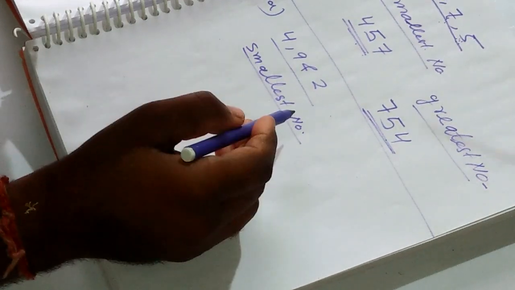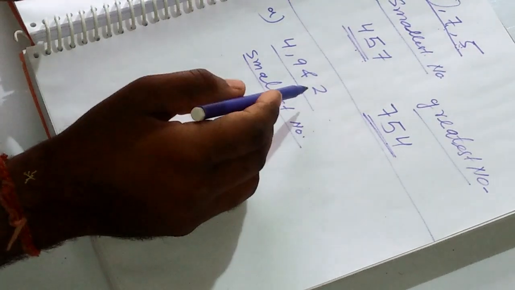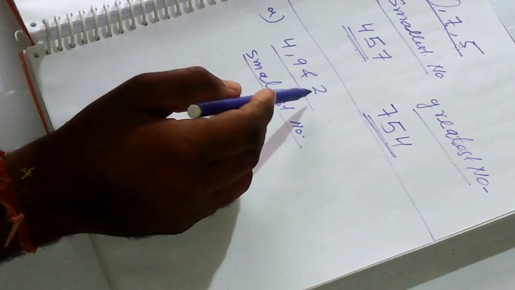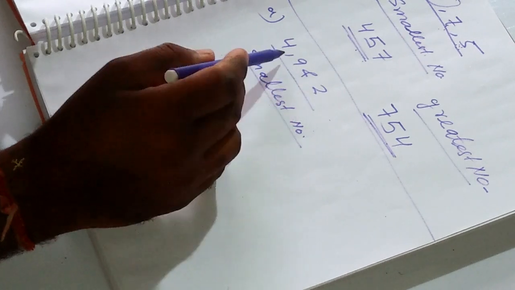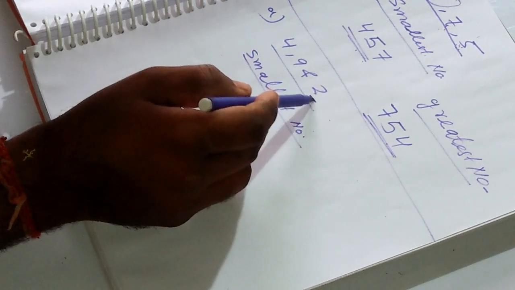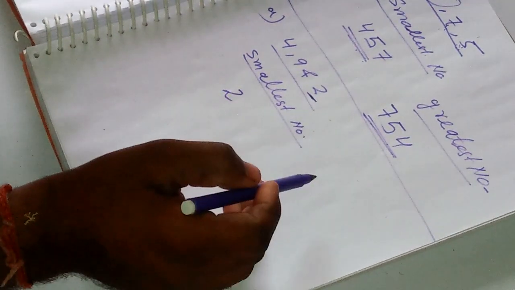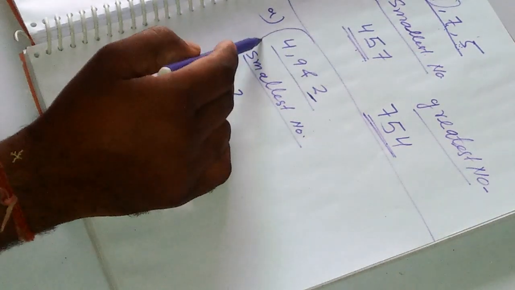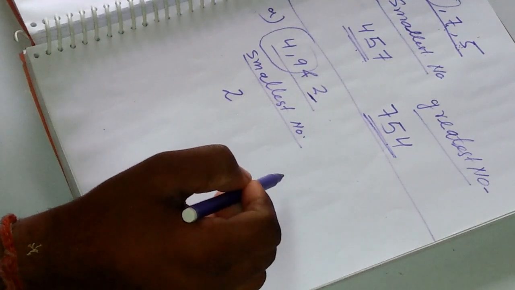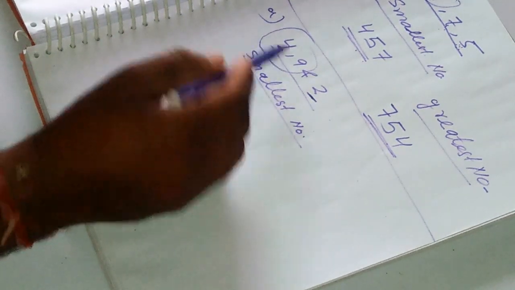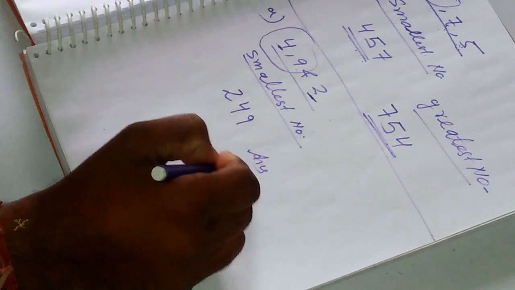So for the smallest number, as we have discussed, we have to put the smallest digit at the extreme left position. So which one is the smallest digit here? 2 is the smallest digit. So firstly we have to put 2 here. After that we have to write the remaining digits in ascending order. So which one will come first? 4, thereafter 9. So this is the answer.